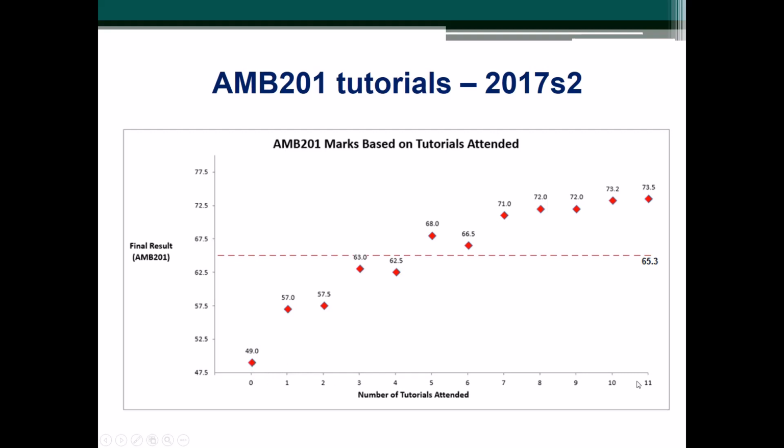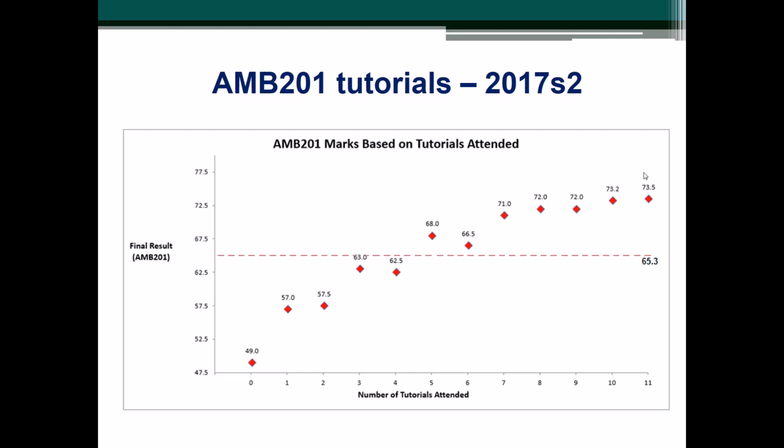So it may not be tutorial attendance per se that's causing that trend. It may be something else, and it's when we see the data in this sort of format and see the analysis of that data that we can start to really judge whether or not we believe the claim or whether something else might be at play.